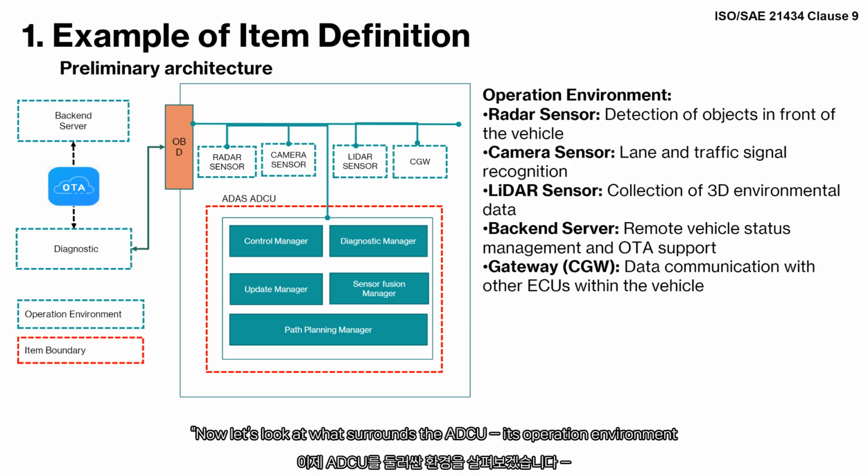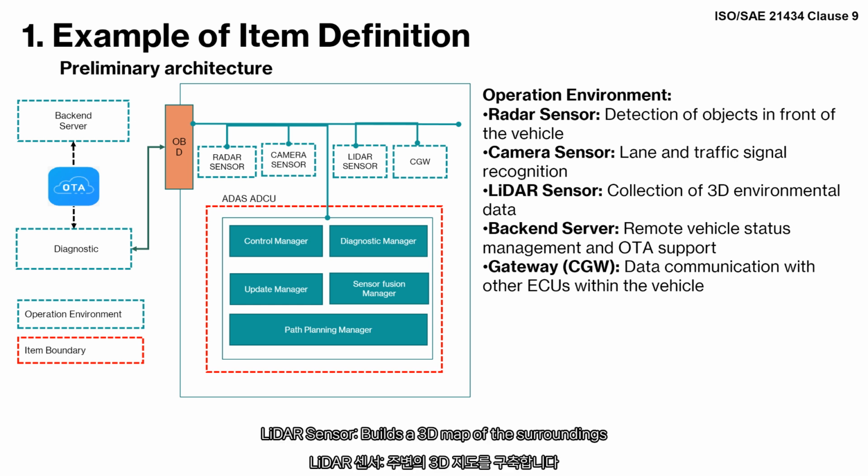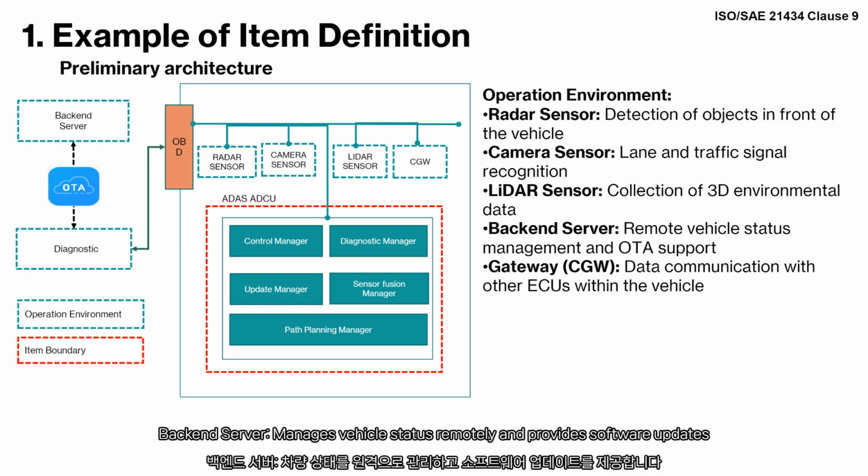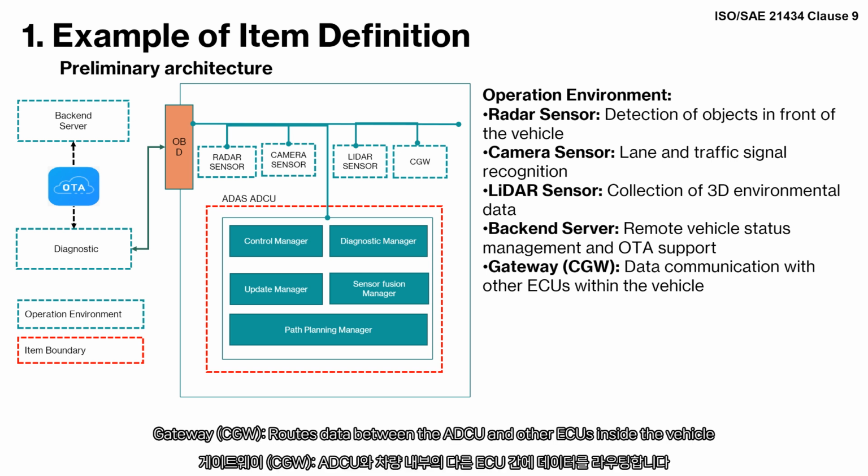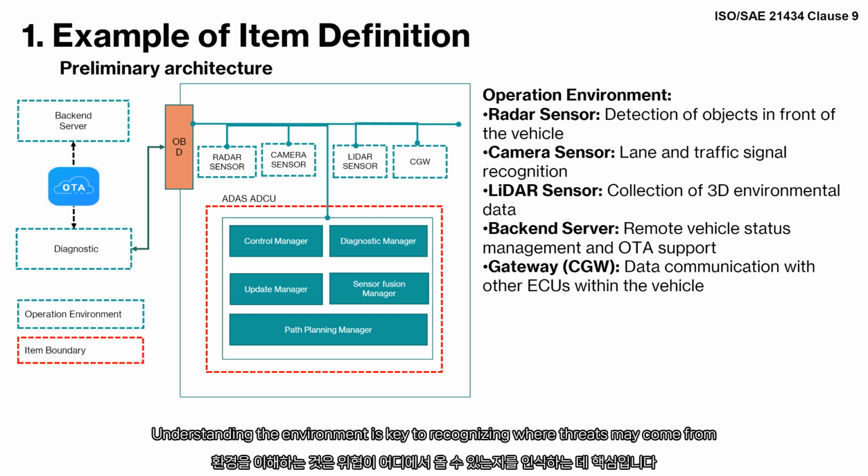Now let's look at what surrounds the ADCU, its operating environment. Radar sensor detects vehicles or objects in front of the car. Camera sensor recognizes lanes, road signs, and traffic lights. LiDAR sensor builds a 3D map of the surroundings. Backend server manages vehicle status remotely and provides software updates. Gateway, CGW, routes data between the ADCU and other ECUs inside the vehicle. Understanding the environment is key to recognizing where threats may come from.